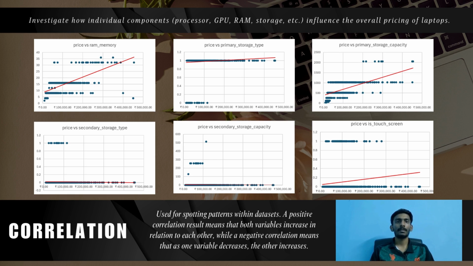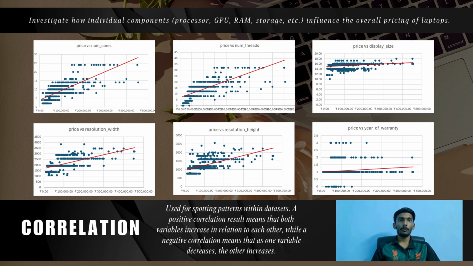lesser extent. Next, we'll be looking at the touchscreen. The presence of touchscreen has a small positive correlation with a price of 0.121. This suggests that while touchscreens might increase the price, the effect is not as strong as other components like the processor or RAM. Furthermore, we'll be looking at processor with num cores and num threads.